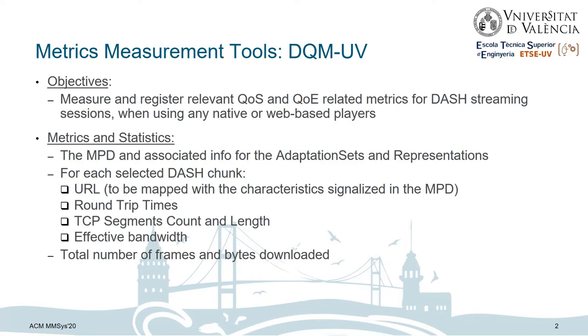The objectives of the second tool are to measure and register relevant quality of service and quality of experience related metrics for data streaming sessions when using any native or web-based player. The tool is able to capture and register first the media presentation description file, and then for each selected dash chunk, the tool measures its URL, which can be used to then retrieve the stream characteristics from the associated adaptation set and representation of the MPD, the round trip time, since the transmission of the HTTP request to the full download of the associated chunk, the TCP segments count and length, and the effective bandwidth.